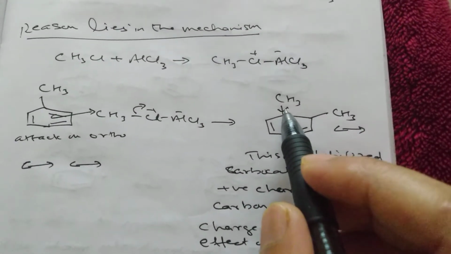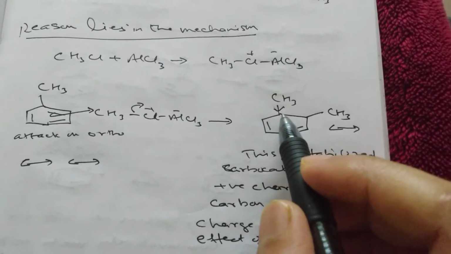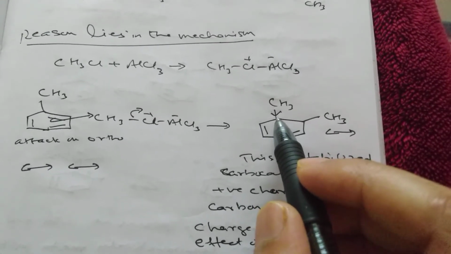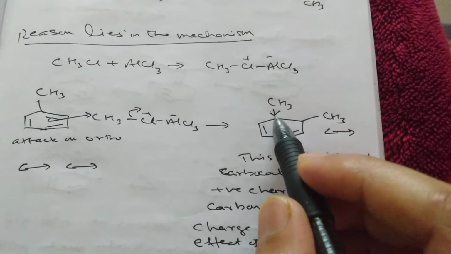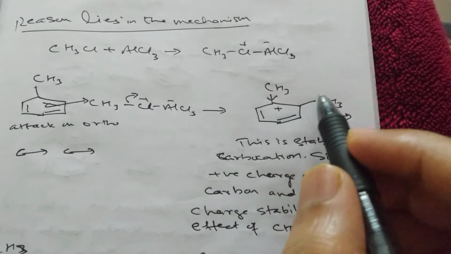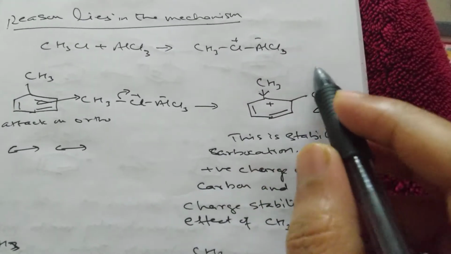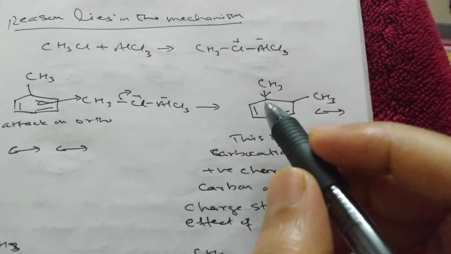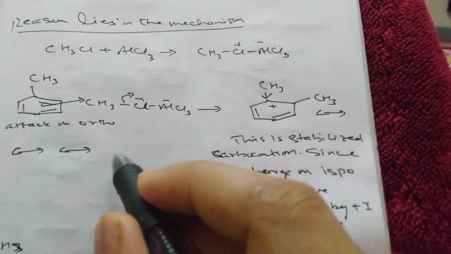Now you are getting positive charge on ipso carbon, and therefore here directly pumping group is attached on this carbon. So it pumps electron and reduces the positive charge. So this intermediate is stabilized. So when it is stabilized, what happens? Reaction will be faster.